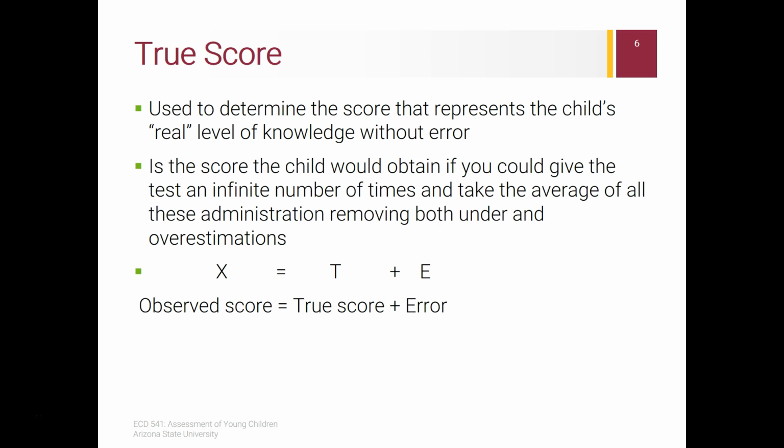Classical test theory states that the difference between the true score and the observed score is the result of errors in measurement, as in the following formula: X = T + E, where X is the observed score, T is the true score, and E is error.